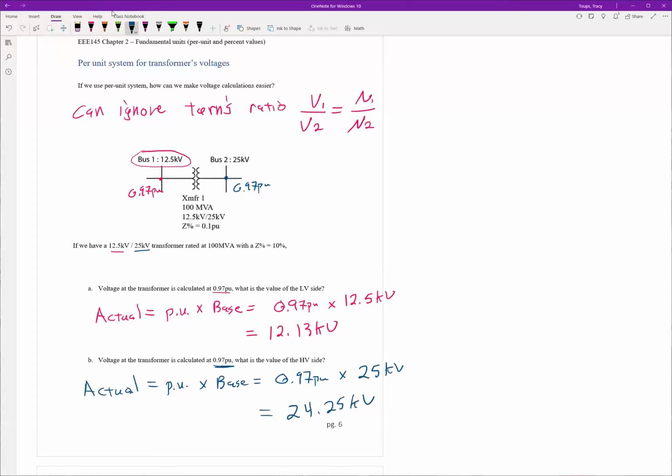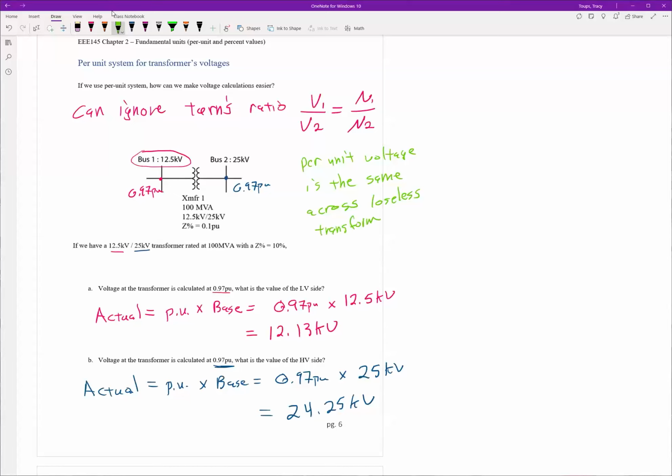Okay. Now you can see one big advantage of using the per unit system is the per unit voltage is the same across the transformer. Now I'm going to say a lossless transformer. Realistically, if you have some losses, you might have a very tiny voltage drop, but to make things simple, we'll say lossless transformer.